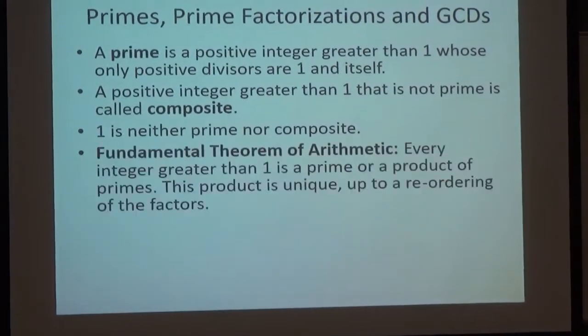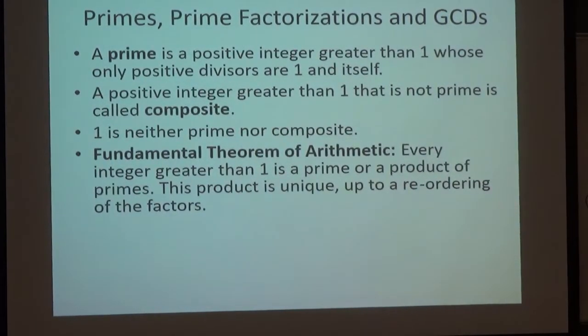Primes and composites you've seen before. The Fundamental Theorem of Arithmetic is what your quiz was on. A prime, again, is any positive integer greater than 1 whose only positive divisors are 1 and itself. You've known that maybe since 4th grade. Maybe 5th grade, I'm not sure.